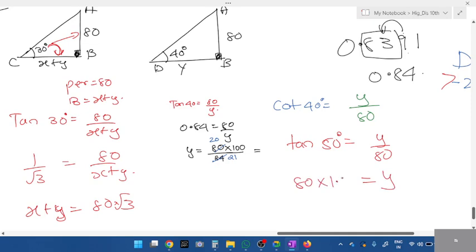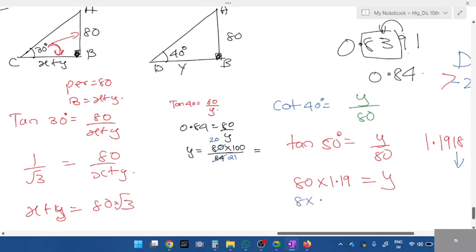80 into 1.19. 1.1918. Let us take two decimal places. What is the third decimal number? In this 1.1928, what is the third decimal number? So 9 will remain as it is. Which should I take? 1.19, right? This 80, how can I write 80?